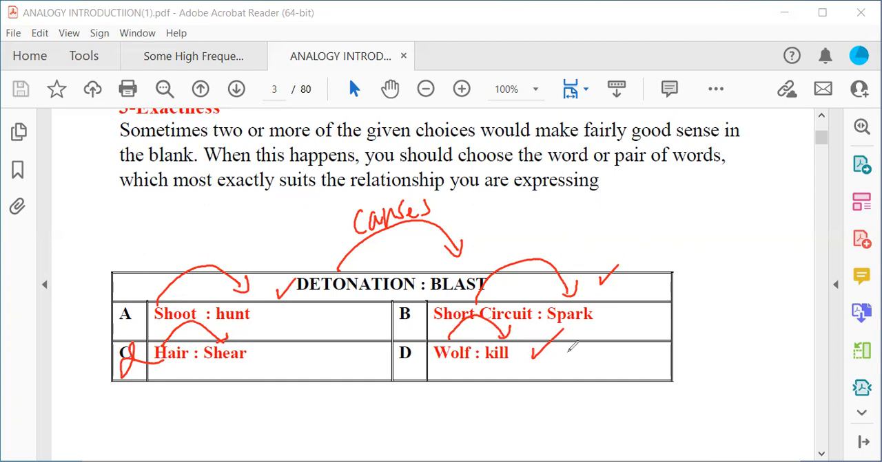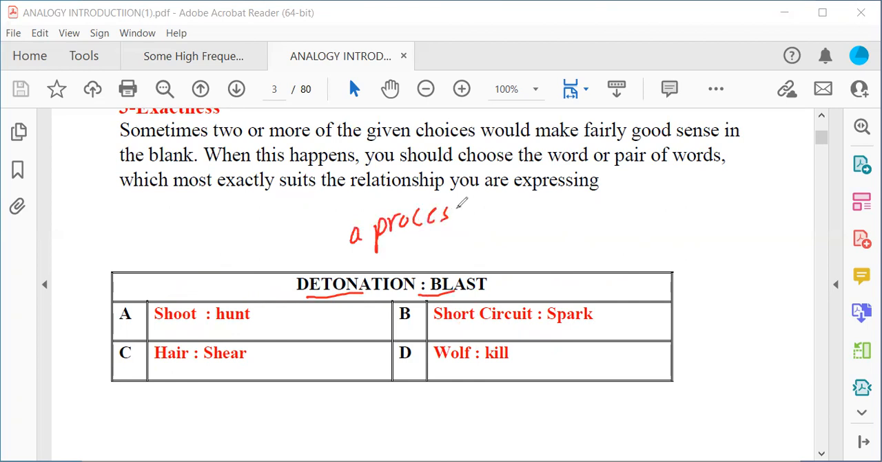So in this way, what shall we do? We have to go to the word exact. Which one do you think is more exact and similar to the first one? The first one, detonation and blast, represents a process in science. Which one is a process? Is shoot a process? No, I don't think so. Is wolf a process? No. Is short circuit a process? Yes. So the answer here is short circuit and spark. So the answer is B.